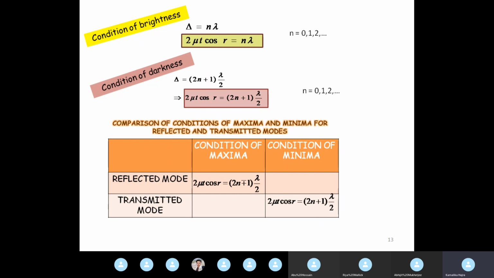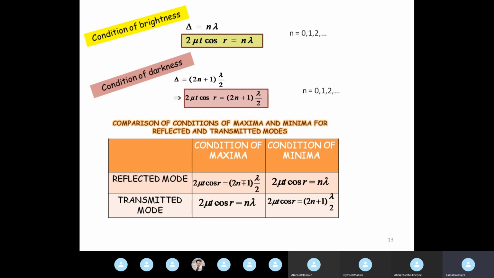And the condition of minima in the case of transmitted mode is 2 mu t cos r equal to (2n plus 1) lambda by 2. So the condition of maxima in the reflected mode is the condition of minima in the transmitted mode. On the other hand, the condition of minima in the reflected mode is 2 mu t cos r equal to n lambda, whereas the condition of maxima, 2 mu t cos r equal to n lambda, is for the transmitted mode. So we can see clearly from this table that the condition of maxima for reflected mode is the condition of minima in the transmitted mode and vice versa.